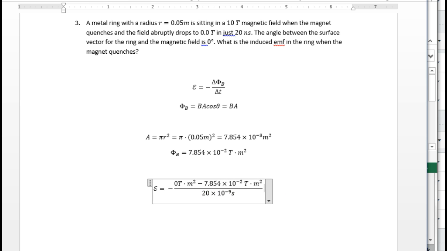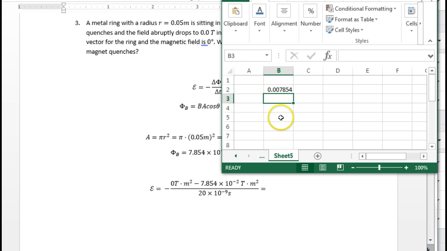So what does this equal? Okay, so that minus goes through to cancel out that minus. So 7.854 times 10 to the minus 2 over 20 times 10 to the minus 9. Just need to multiply that by the 10 to get us to our actual change in flux. And we want that change in flux divided by 20 e minus 9, and so we get 3.9.